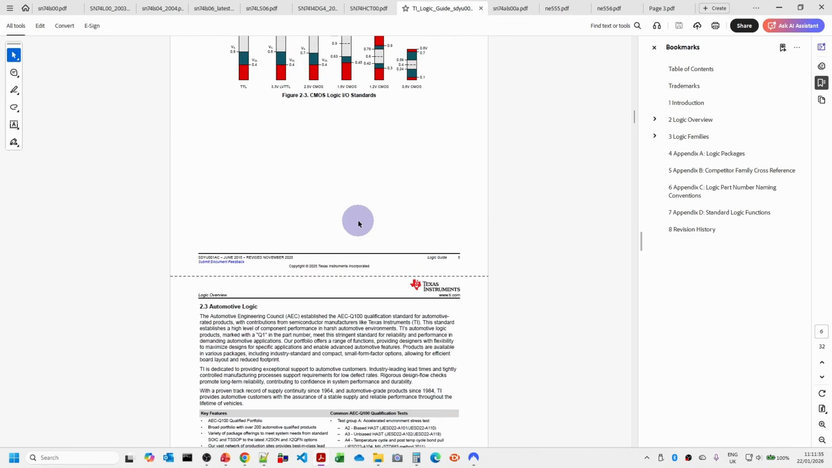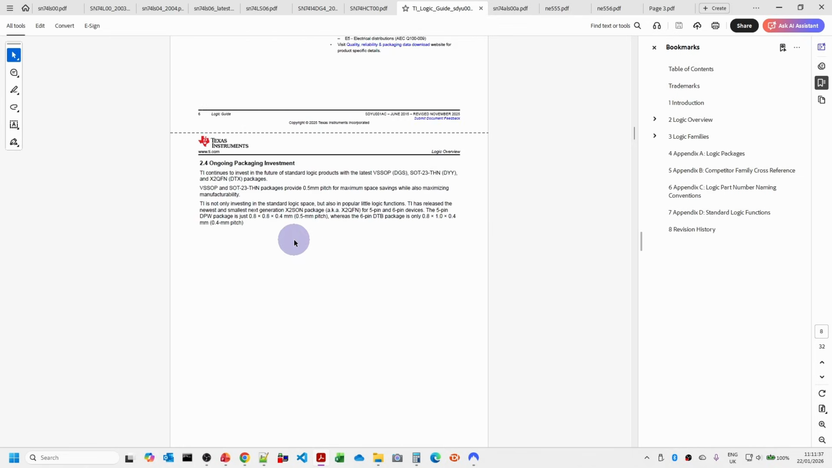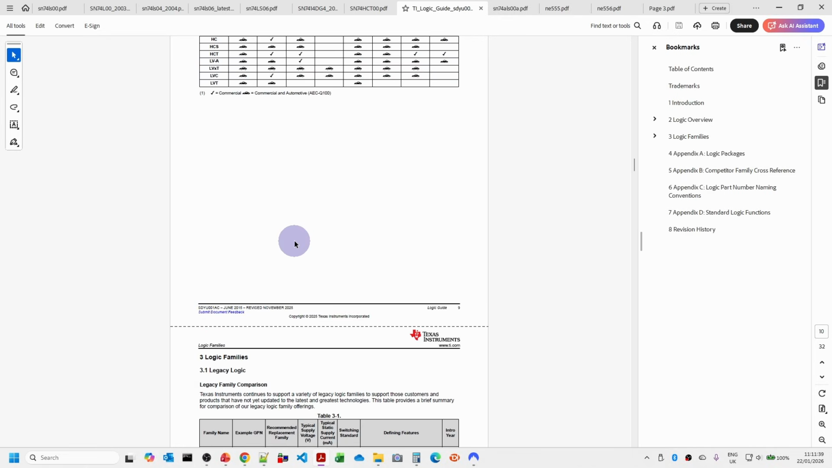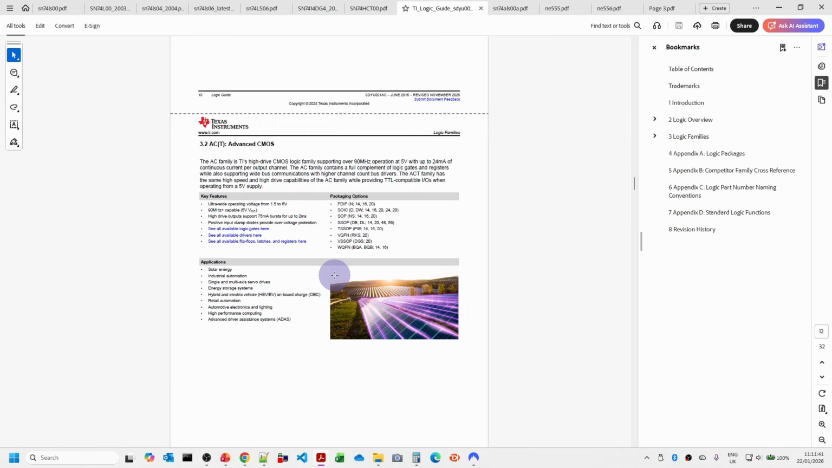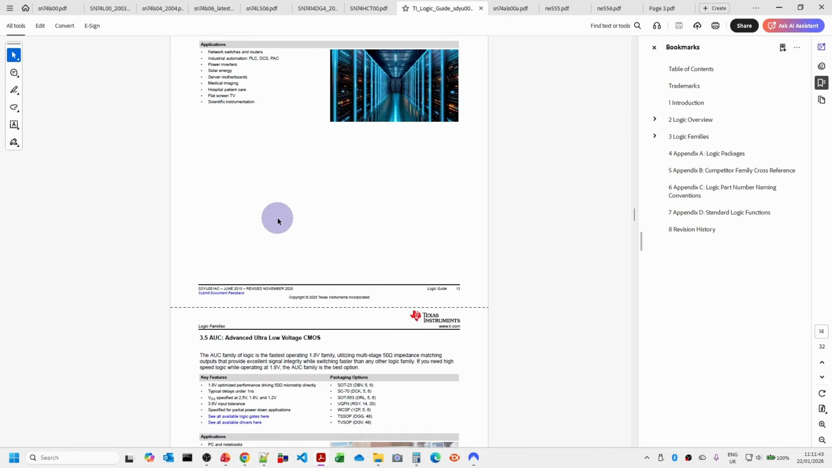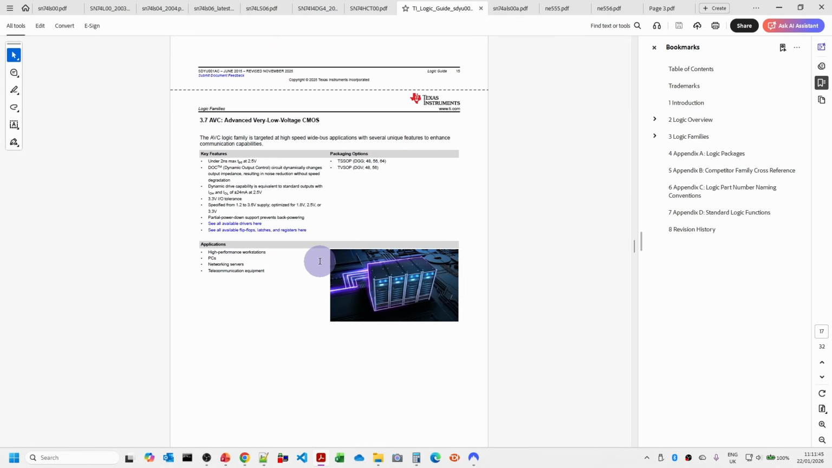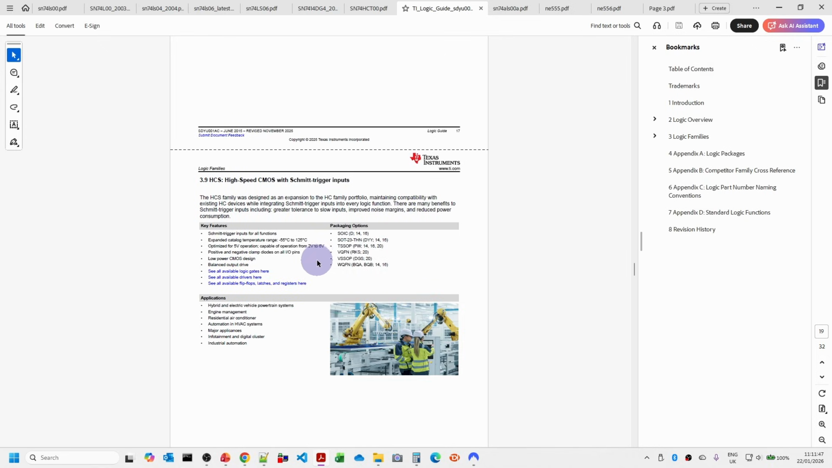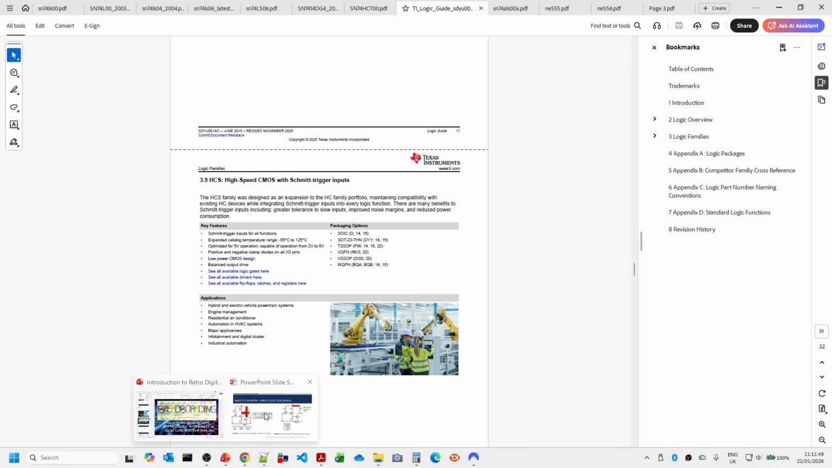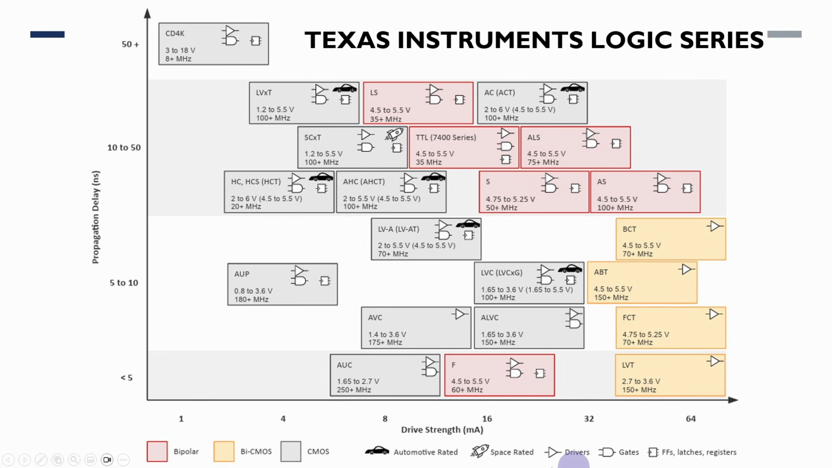There are some other diagrams too, and each of the different logic series has its own page in here with its strengths and weaknesses. Going through all of this to choose the right logic series to use would be quite confusing, but what I'm going to do here is summarize it for you. So this is the Texas Instruments logic series diagram. I include the URL for that document in the description below.